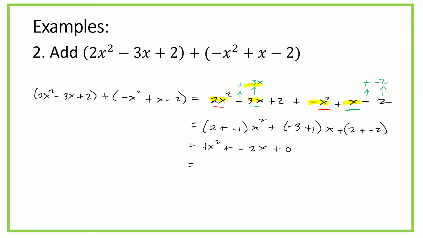Now there's no need for you to write 1. So just write x squared. Plus negative 2x can be written as minus 2x. Then plus 0, it's okay not to write plus 0. So this would be our final answer. X squared minus 2x.